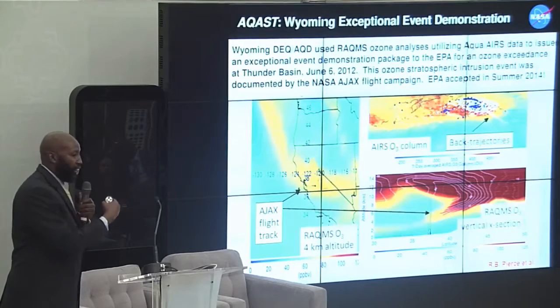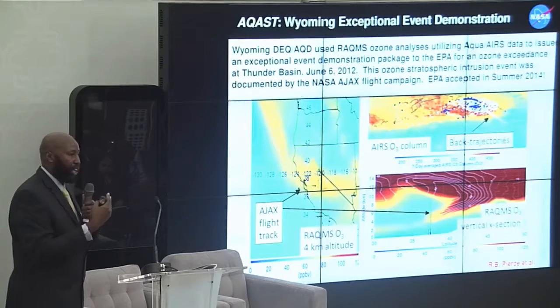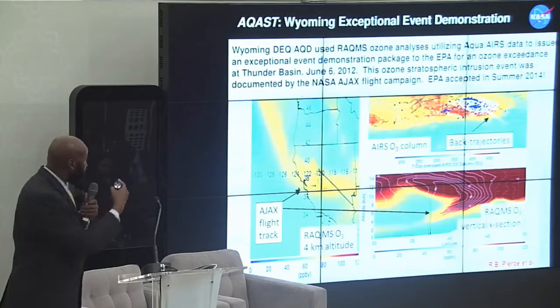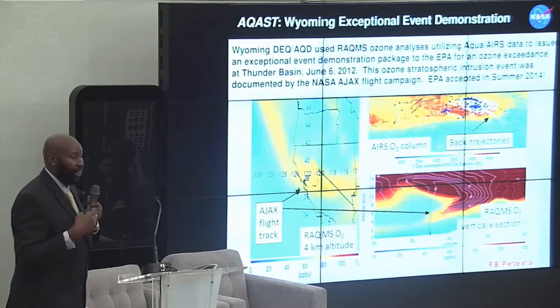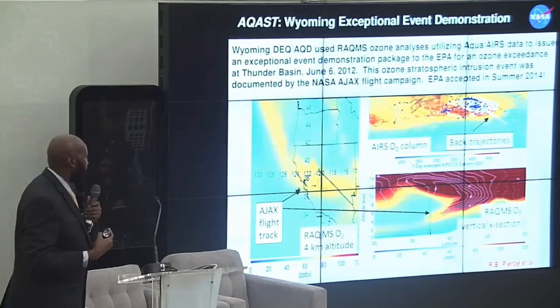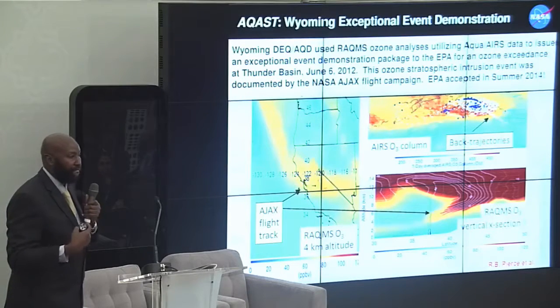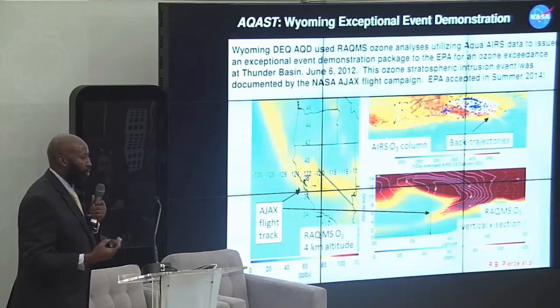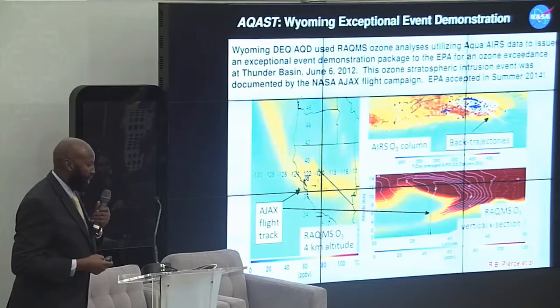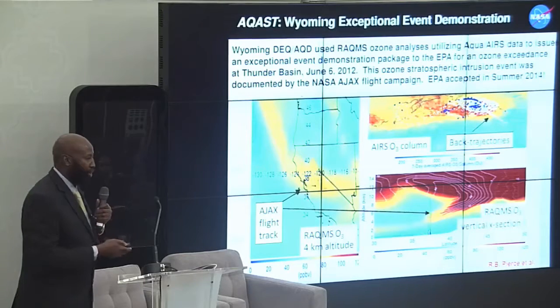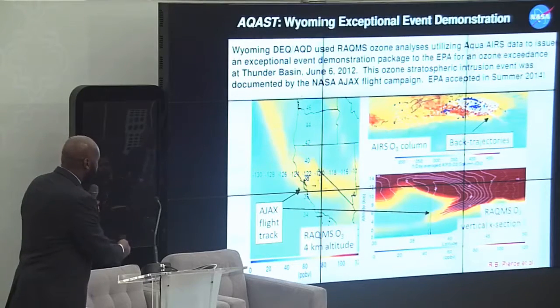This was one of the very first cases where, working with the Applied Sciences Program at NASA, the state of Wyoming, and the University of Wisconsin, we could demonstrate to them that this was an intrusion that came from the stratosphere, and so the state did not get penalized. And this was accepted, and for us it was a major achievement because EPA is very skeptical of, as a lot of people are, satellite data. People want ground truth. So this was a good story in that year.